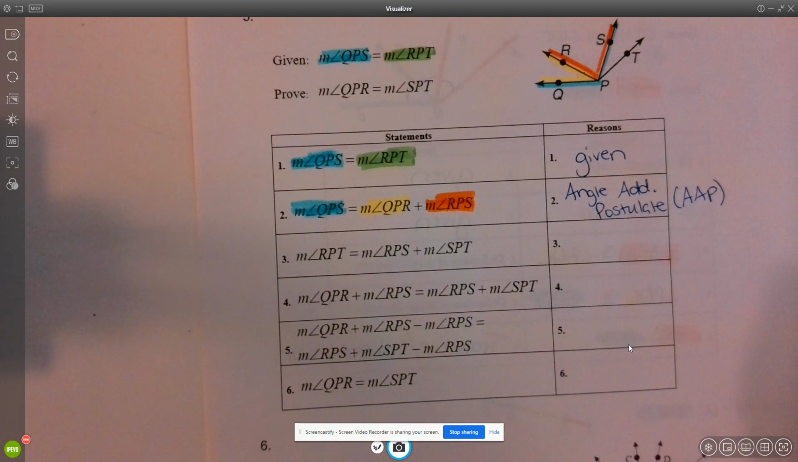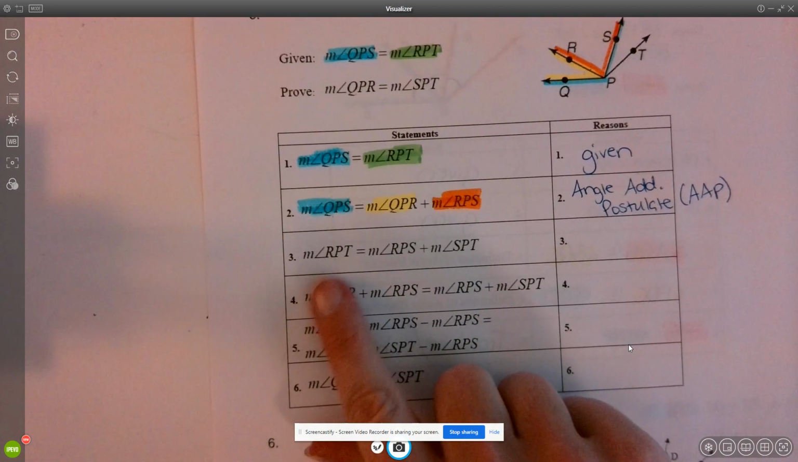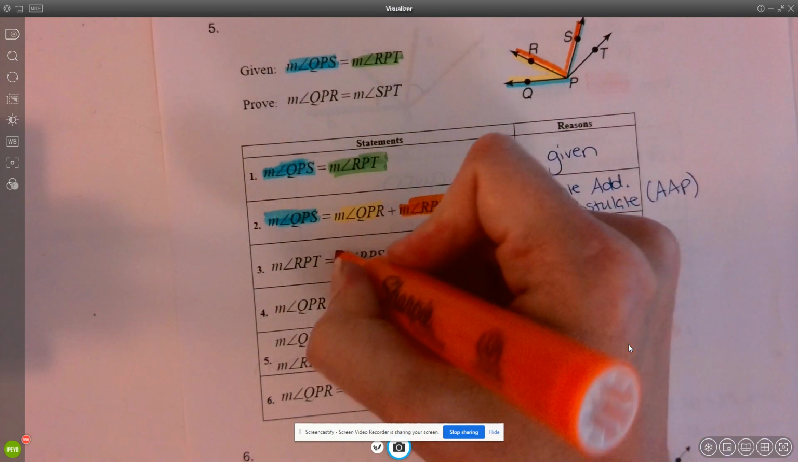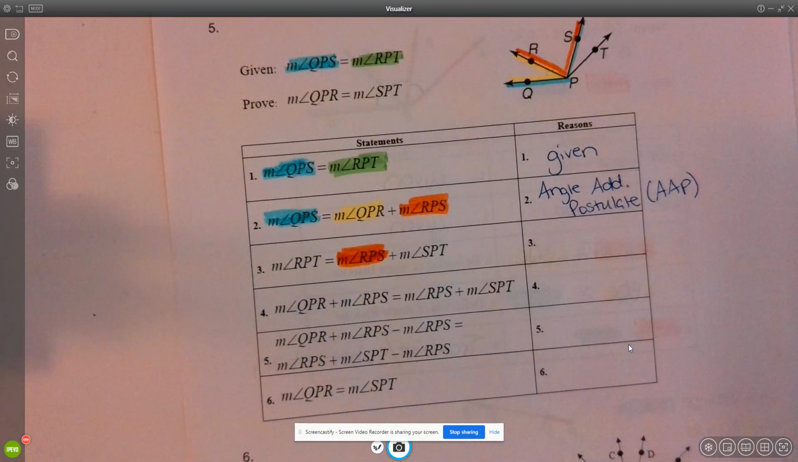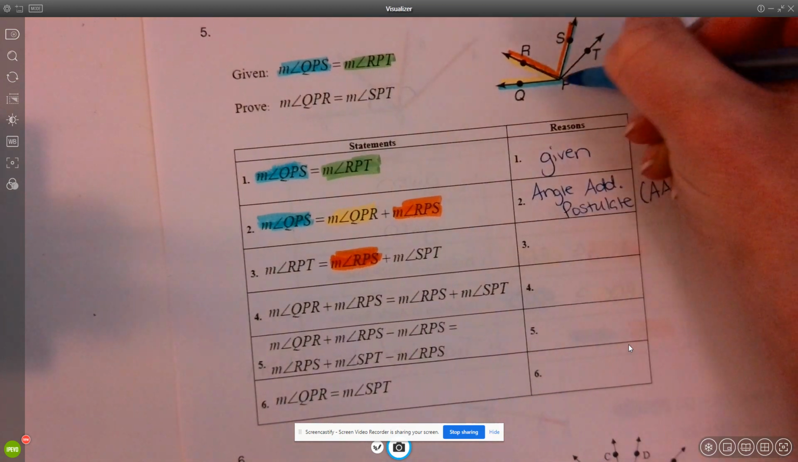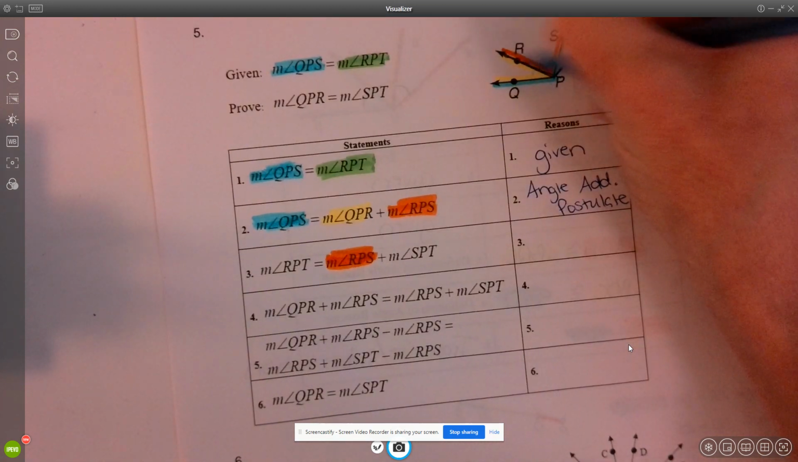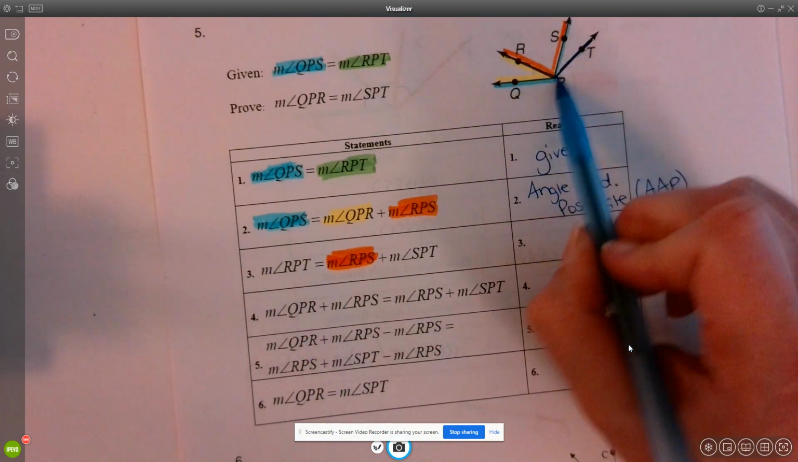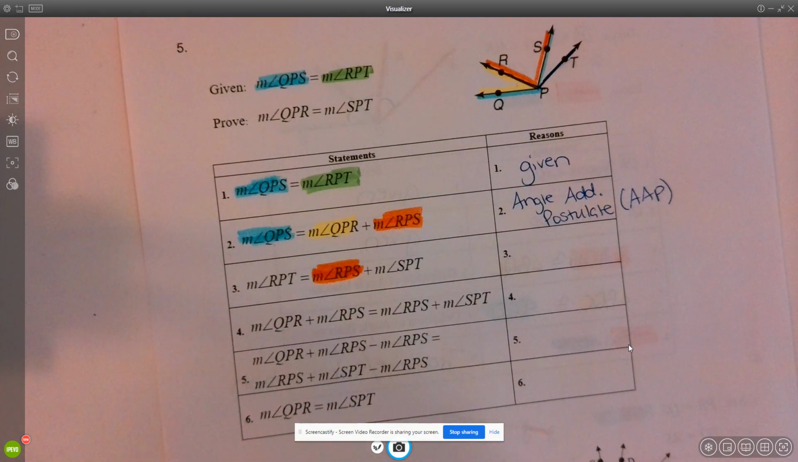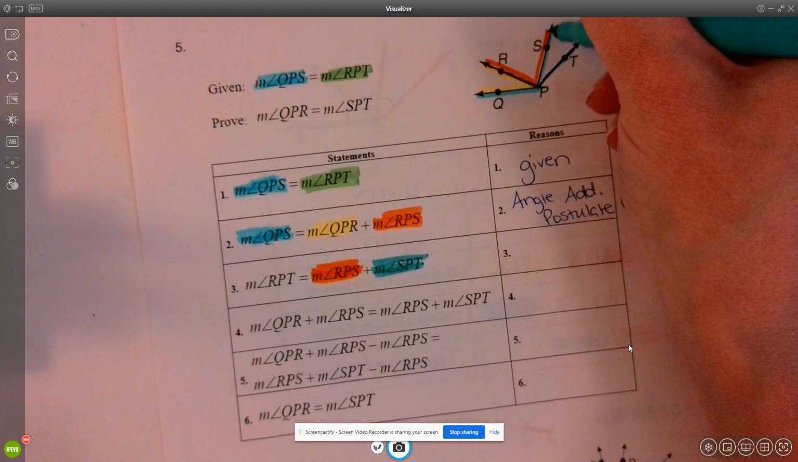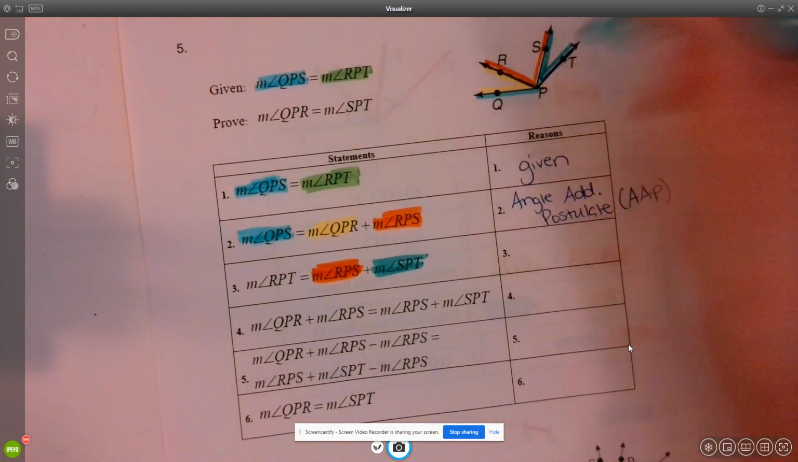I'm starting to run out of color, so I'm not going to be able to highlight everything. But let's look at statement 3. Okay, I've already got RPS in here. That one's orange. Okay, I can see that the measure of angle RPT, that's this angle here, that's equal to the measure of angle RPS plus the measure of angle SPT. So I got one more color here. I'm going to make it turquoise.